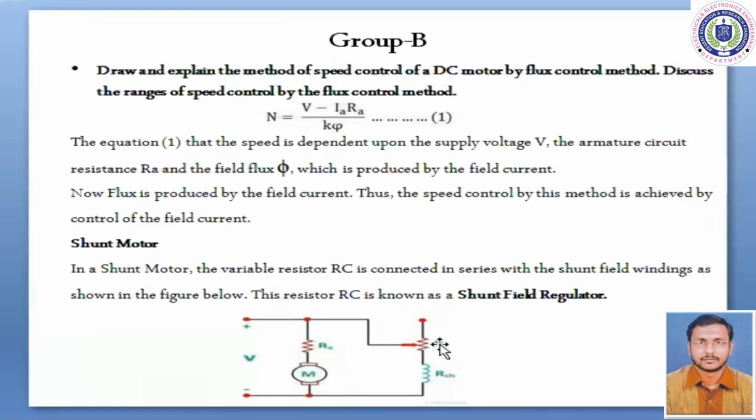Whenever the value of resistance is 0 and we are giving the applied voltage, at that time rated field current is passing through the field winding and we are getting the rated speed of the motor. But when we insert this resistance in series with the field, the value of the field current will decrease, and so the speed of the DC shunt motor will increase.